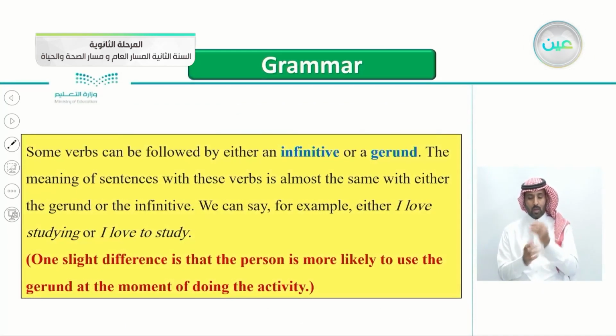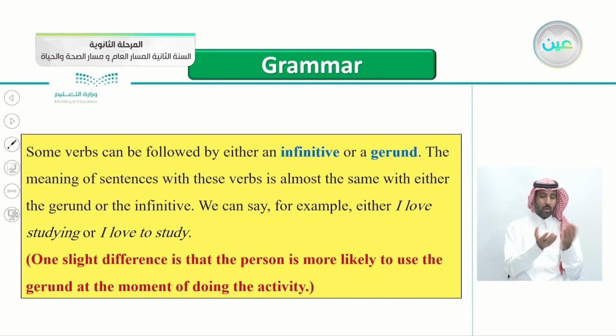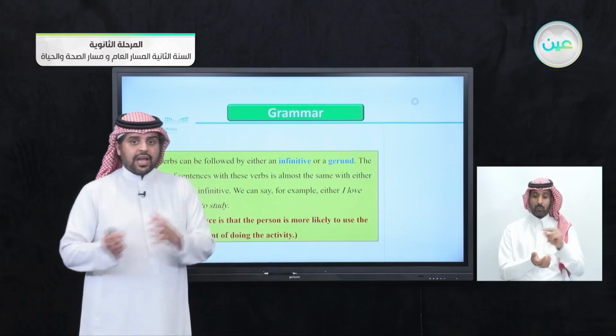Some verbs can be followed by either an infinitive or a gerund, just as we spoke before. The meaning of the sentence with these verbs is almost the same with either the gerund or infinitive. So they are almost similar in meaning. We can say, for example, either I love studying or I love to study. One slight difference is that the person is more likely to use the gerund at the moment of doing the activity. So notice here it is more likely. So there is no right or wrong here.